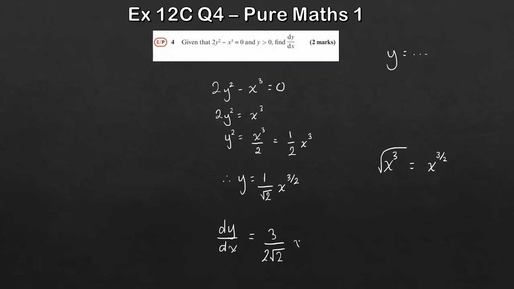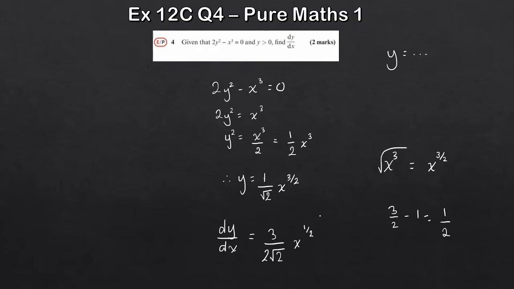We'd have x, and then subtract 1 off your power. So if you've got 3 over 2, and you minus 1, that's the same as 3 over 2 minus 2 over 2, which would just give you a half, right? So that'll be x to the power of a half. And that's simply just your answer. So you can write that as 3 over 2 root 2 square root of x if you really want to, but this form here is absolutely fine.